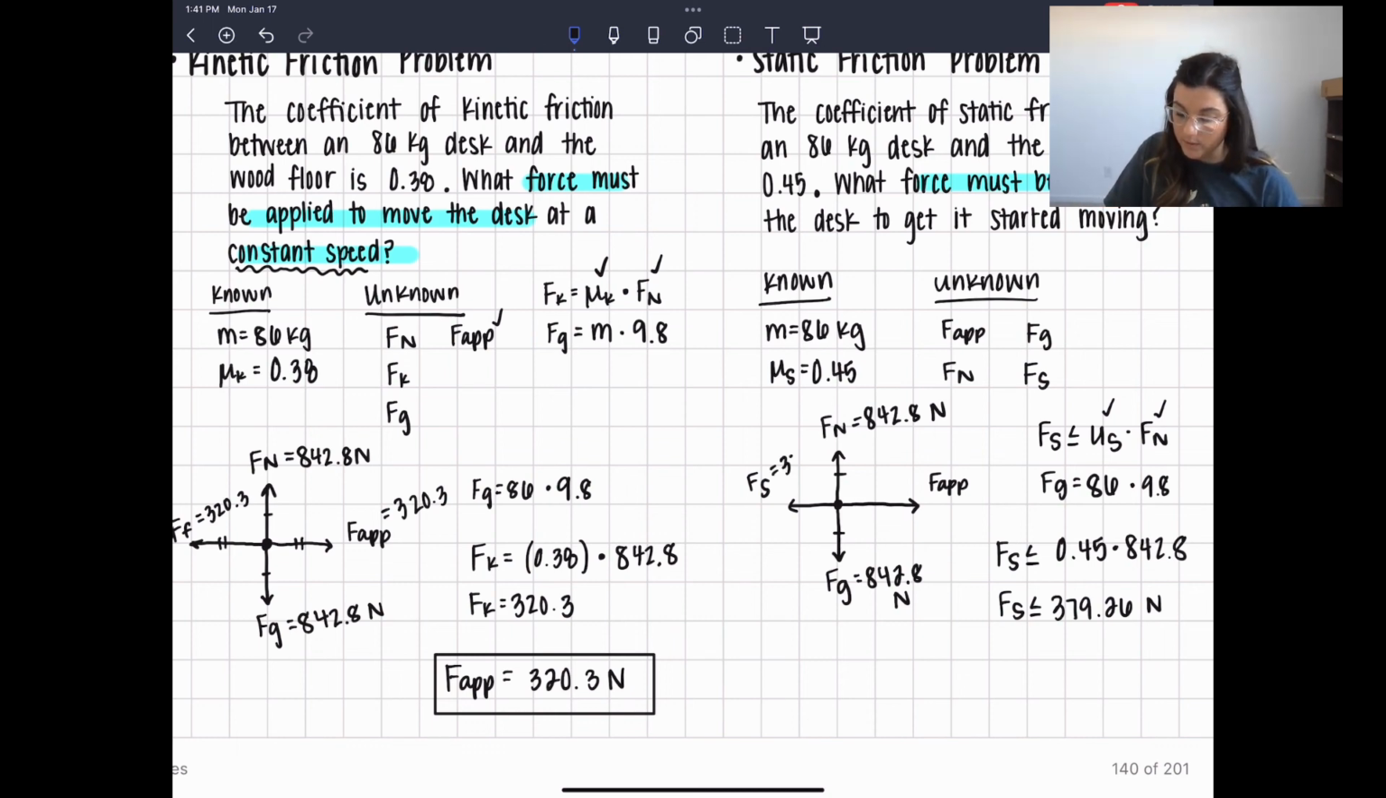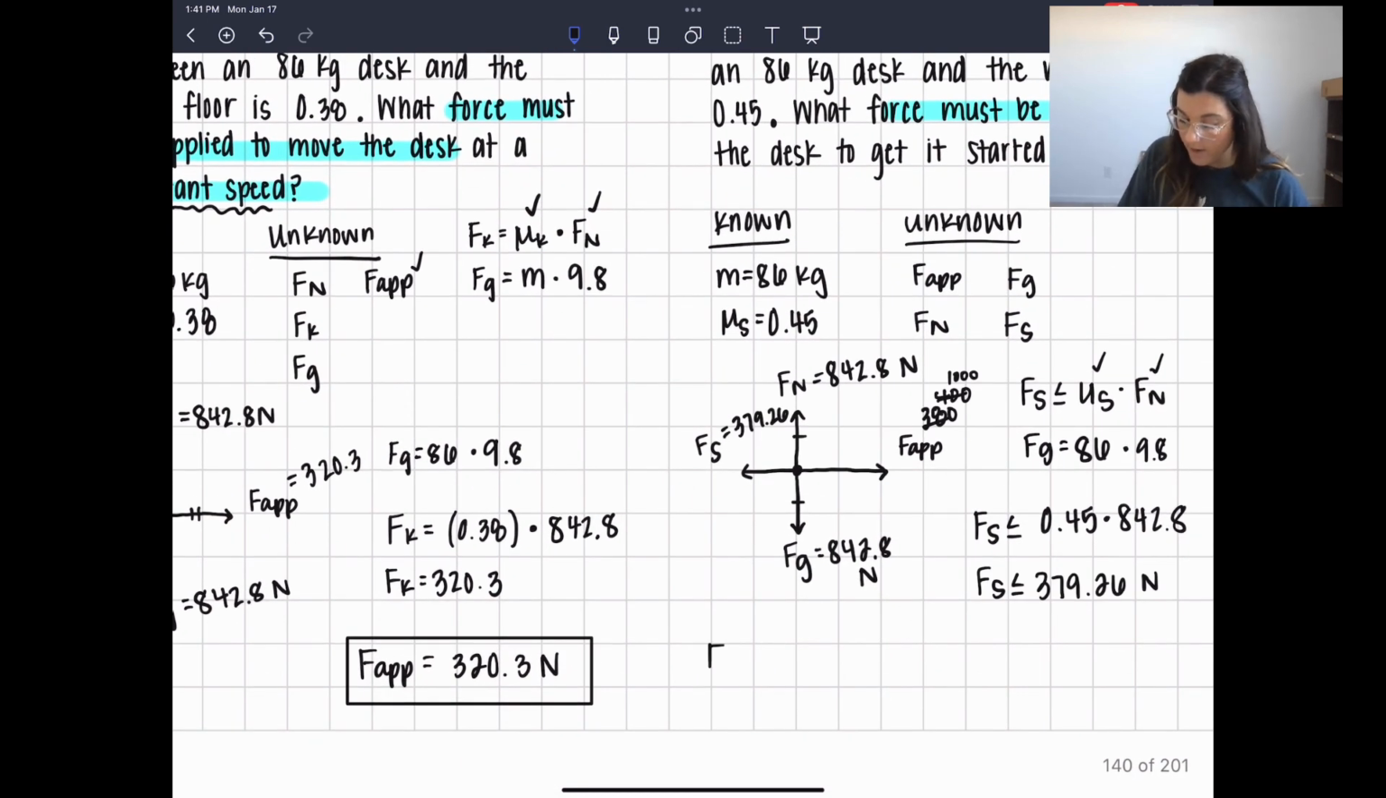So if I assumed that this was at the maximum, 379.26 newtons, my applied force would just have to be a number greater than my static friction to get it to start moving. So it could be 380, it could be 400, it could be 1,000, it could be anything as long as it's greater than my static friction. So instead of giving a number, I'm just going to give a statement. Applied force would just have to be greater than 379.26 newtons. So that's mathematically how I could write that, or I could use words and just say applied force would be greater than 379.26 newtons.